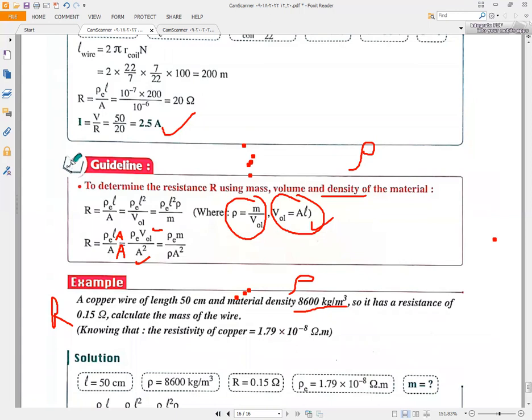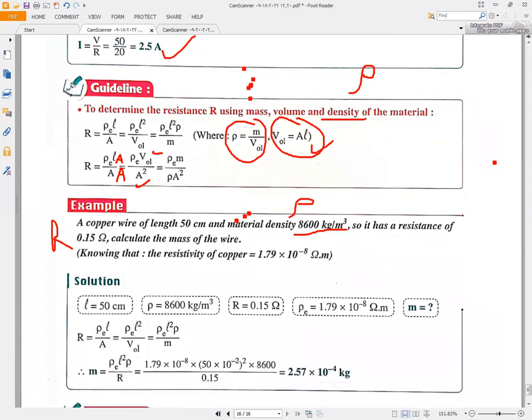R equals rho E L over A. So the electric resistivity times the length over the cross section area. But now we don't have the cross section area. Does this problem have a mistake? No. We multiply L and L to make this problem of one unknown.